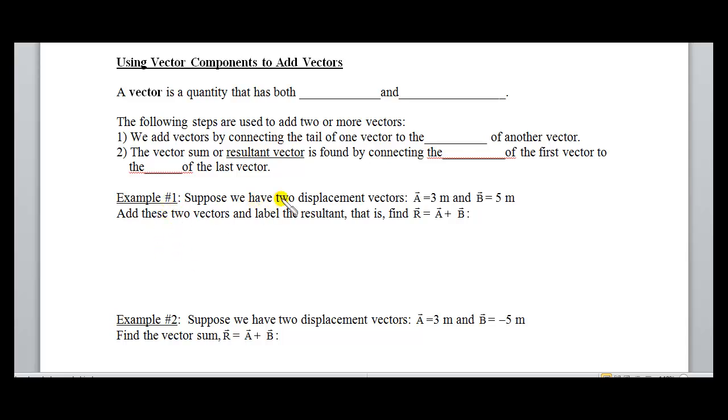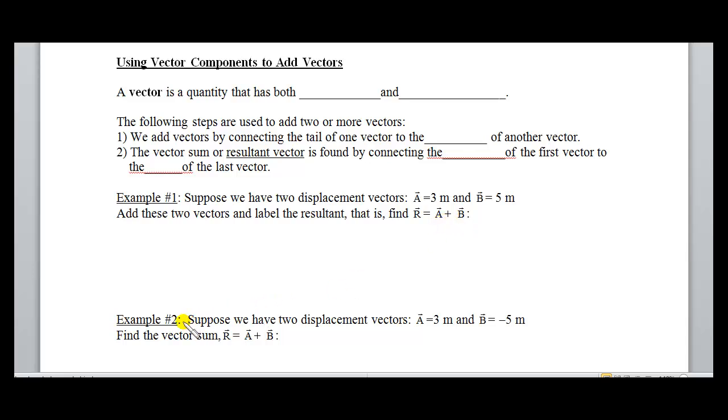Example number 1, suppose we have two displacement vectors. Vector A is 3 meters in the positive direction. Vector B is also in the positive direction, but it's 5 meters. And you want to find the vector sum by using this vector addition process. That is, find the resultant, which is the sum of vector A and vector B.